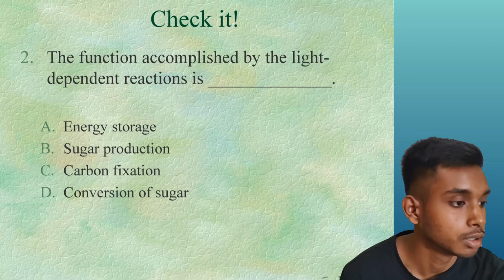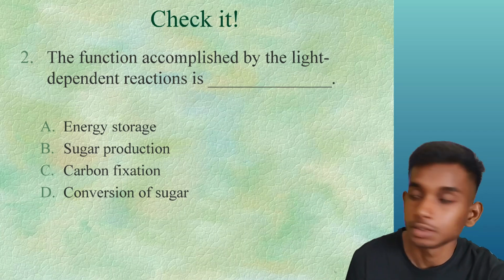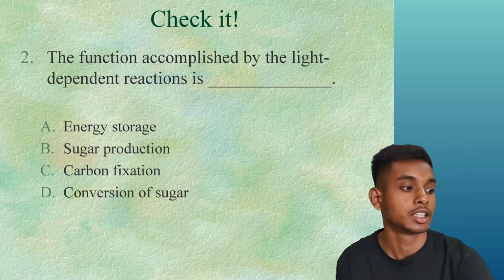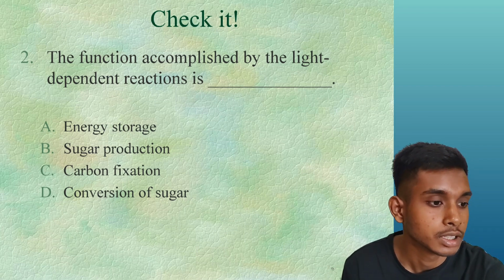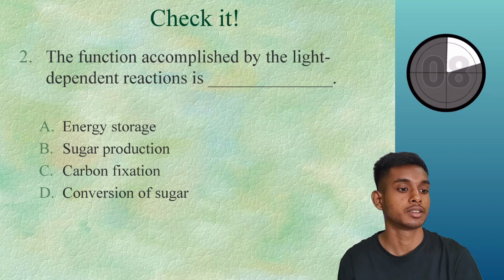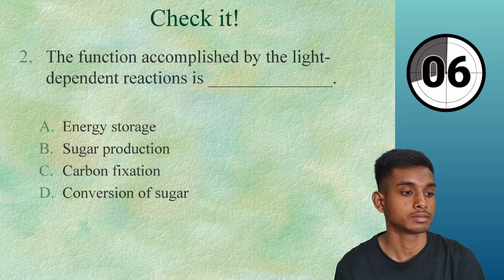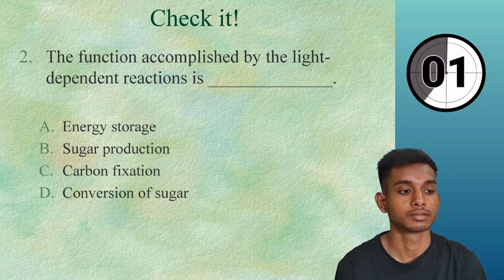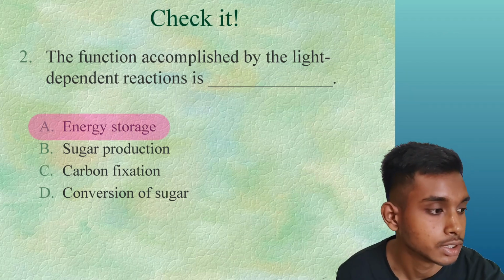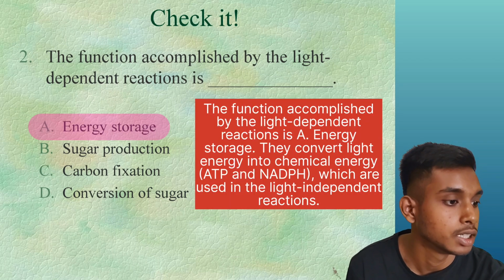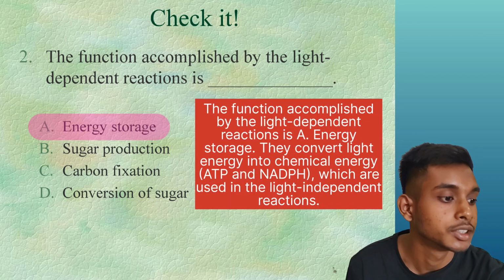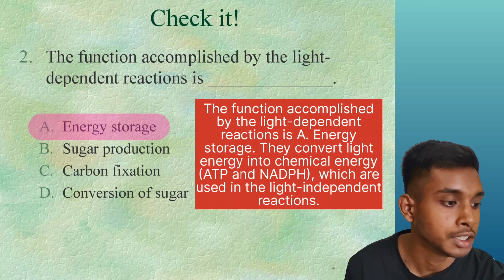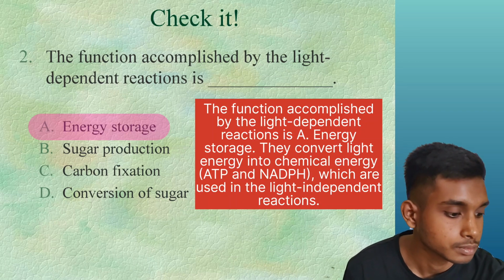Next question. The function accomplished by the light dependent reaction is, you have four options A, B, C and D: energy storage, sugar production, carbon fixation and conversion of sugar. You have 10 seconds to answer. So the correct answer is A, energy storage. The function accomplished by light dependent reaction is energy storage. It converts light into chemical energy, ATP and NADPH.